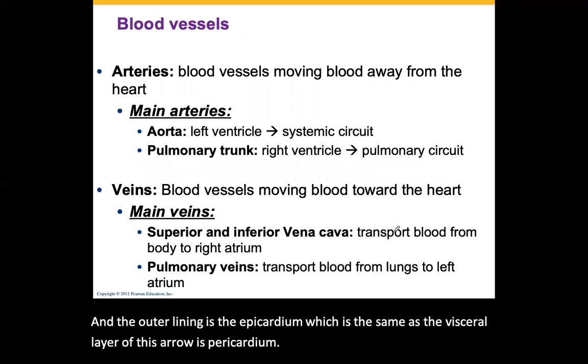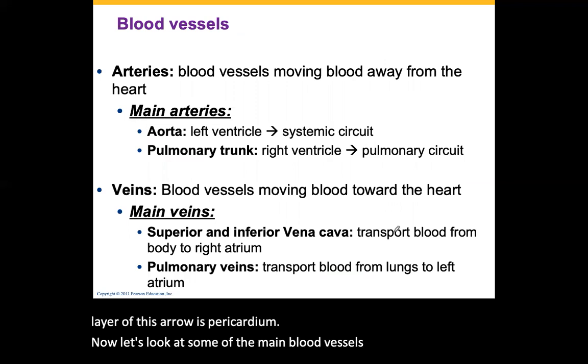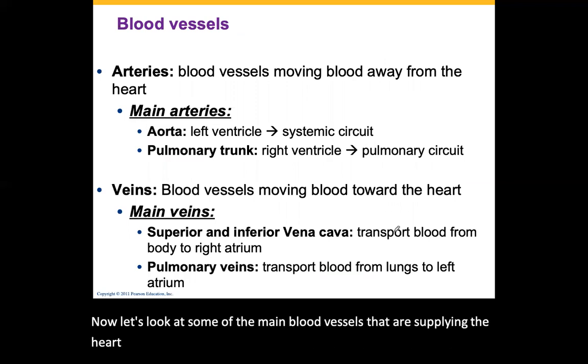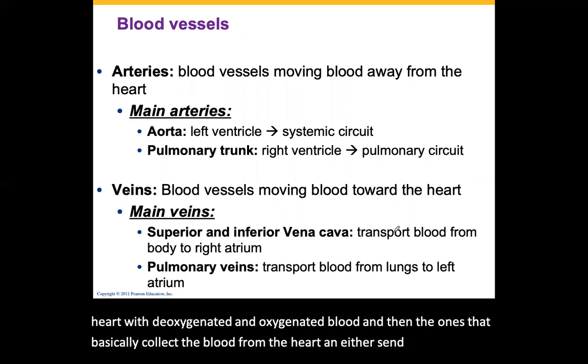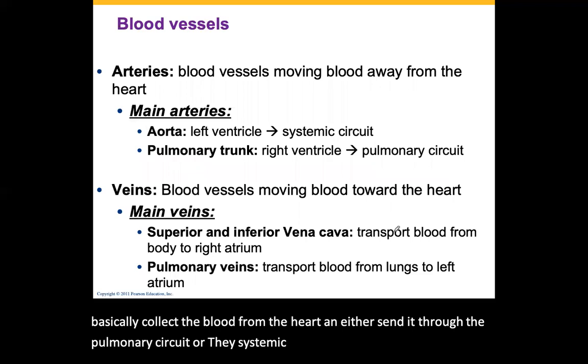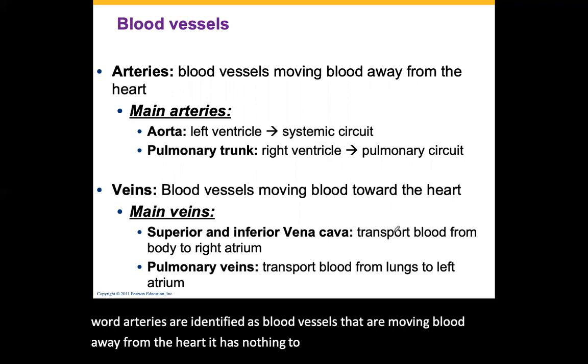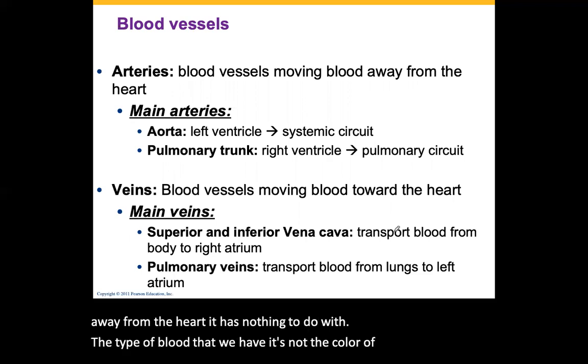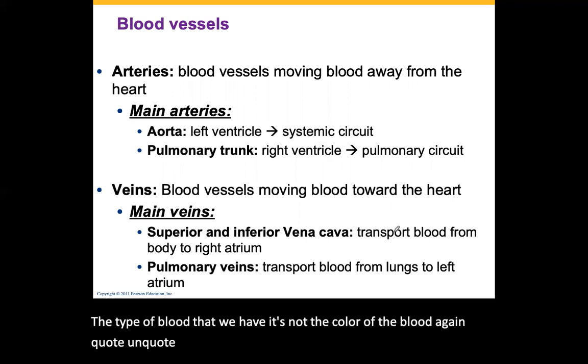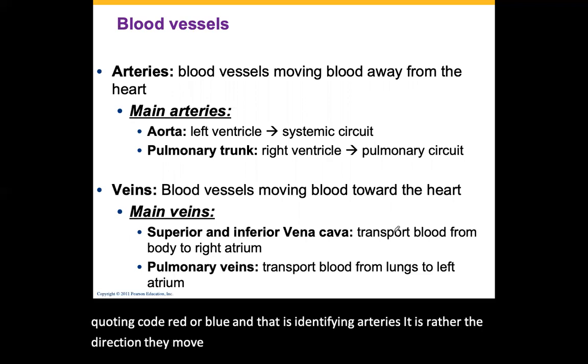Now, let's look at some of the main blood vessels that are supplying the heart with deoxygenated and oxygenated blood, and then the ones that collect the blood from the heart and either send it through the pulmonary circuit or the systemic circuit. Generally, when we use the word arteries, arteries are identified as blood vessels that are moving blood away from the heart. It has nothing to do with the type of blood. It's not the color of the blood, quote unquote, red or blue, that is identifying arteries. It is rather the direction they move the blood away from the heart.